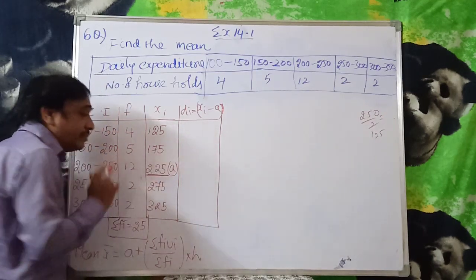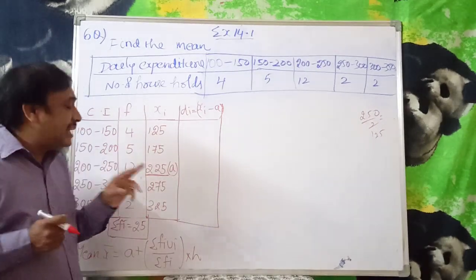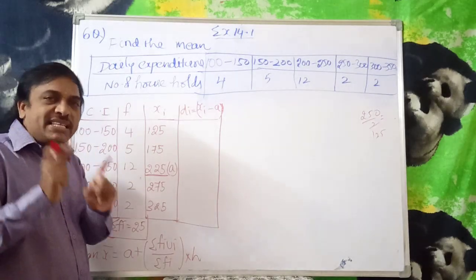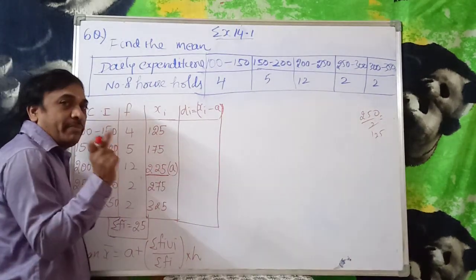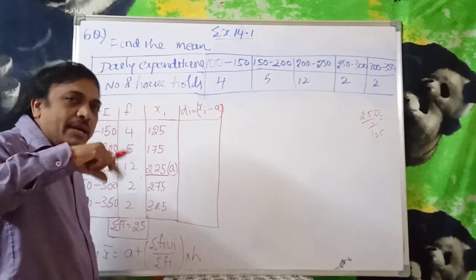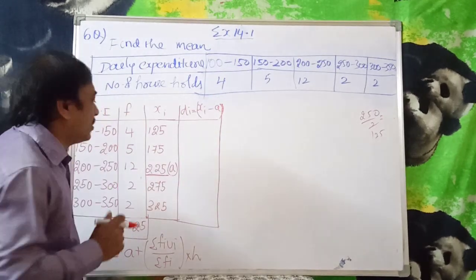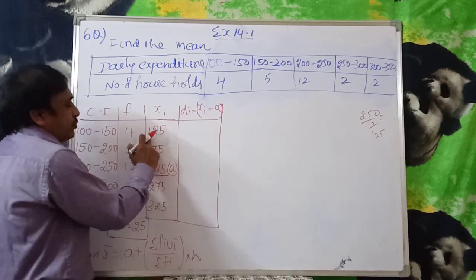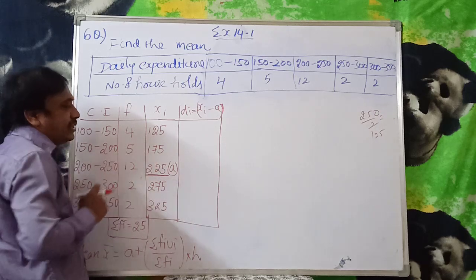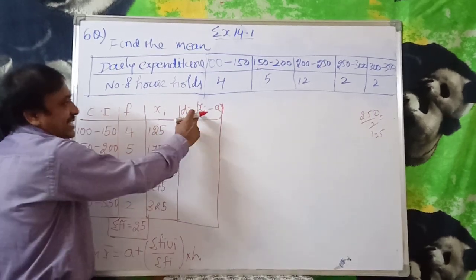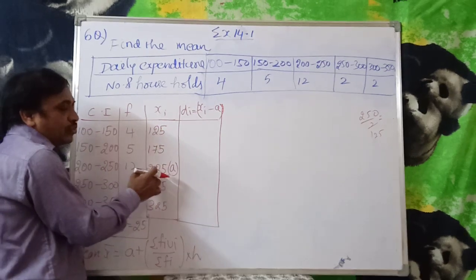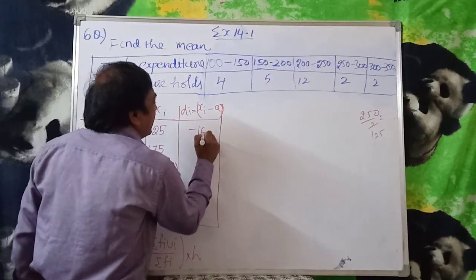Let a be 225. You have to mention which value you are assuming. That value you should underline and write in the bracket, that is a. Remember, this is a very important step. Okay, now xi minus a: 125 minus 225. If you subtract xi minus a, this is xi, this is a. So how much will you get? 125 minus 225 is minus 100.